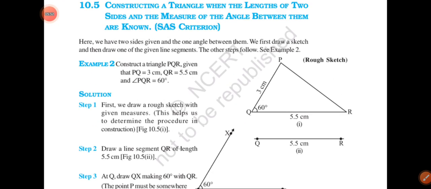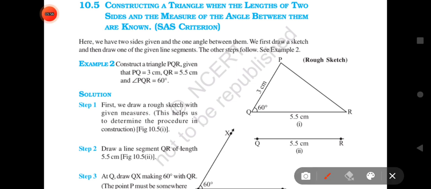Constructing a triangle when the lengths of the two sides and the measure of the angle between them are known. Here we have two sides given and one angle between them. We first draw a sketch and then draw one of the given line segments. The other steps follow. See example 2.